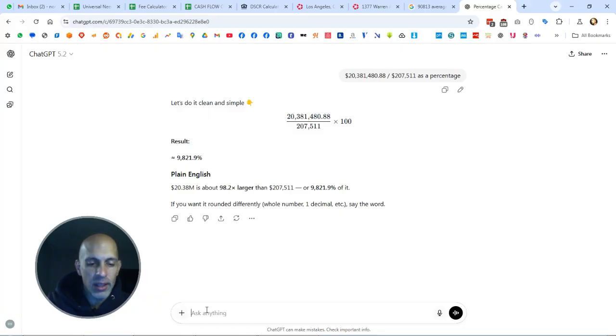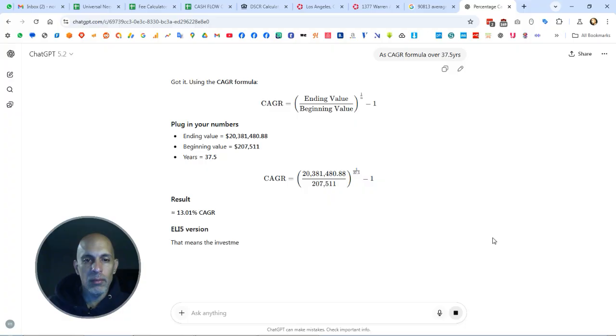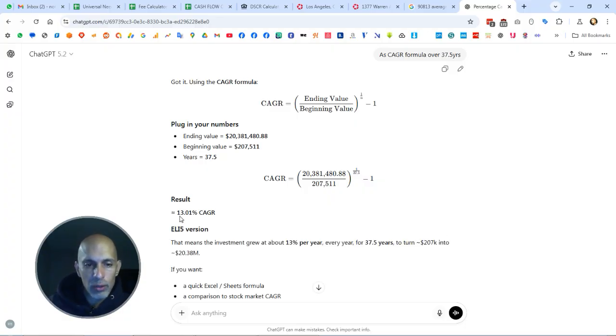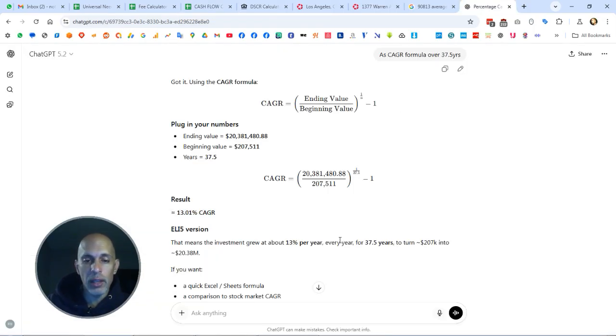Now let's do here the CAGR formula over 37.5 years. So you're looking at a 13.01% return on your money every single year. Again, that's not bad. That's pretty good. And you own a building. Now, if you own 10 buildings like that, you're a billionaire.